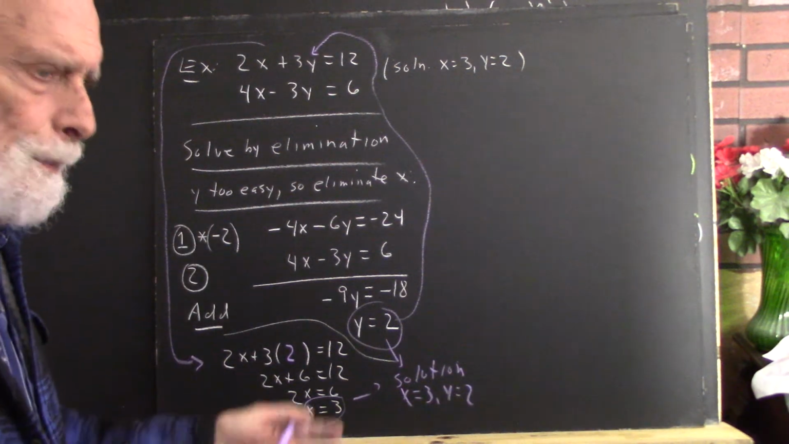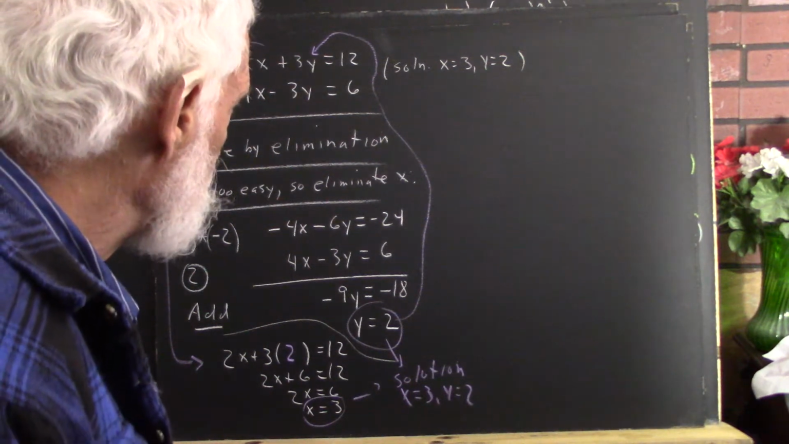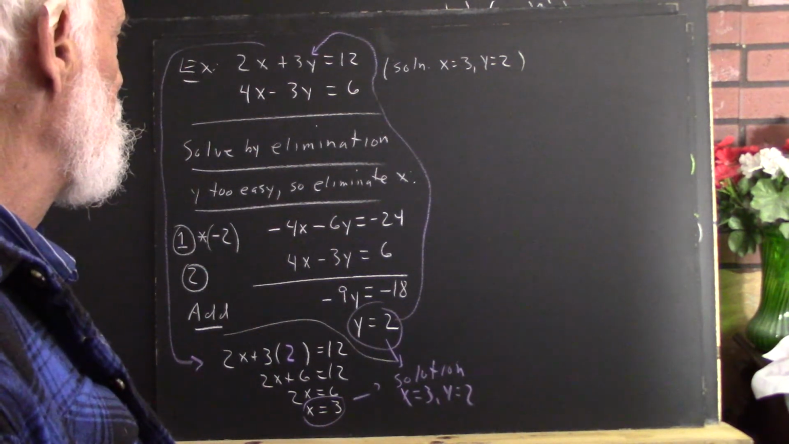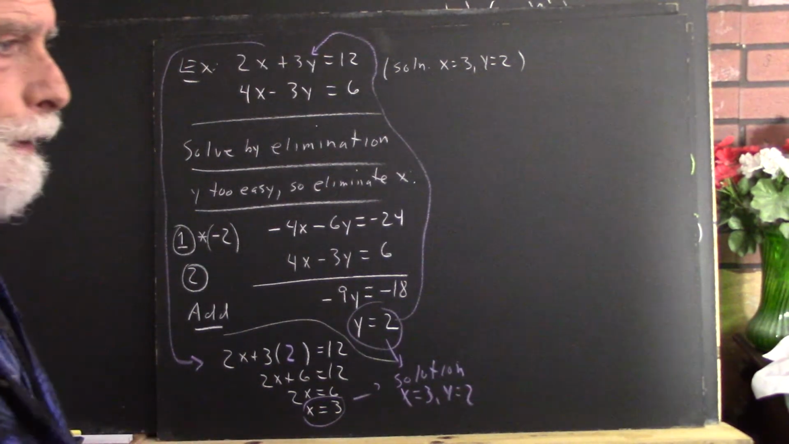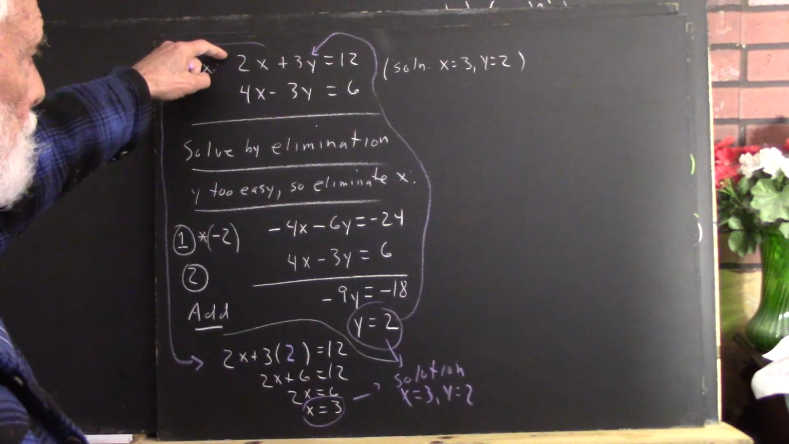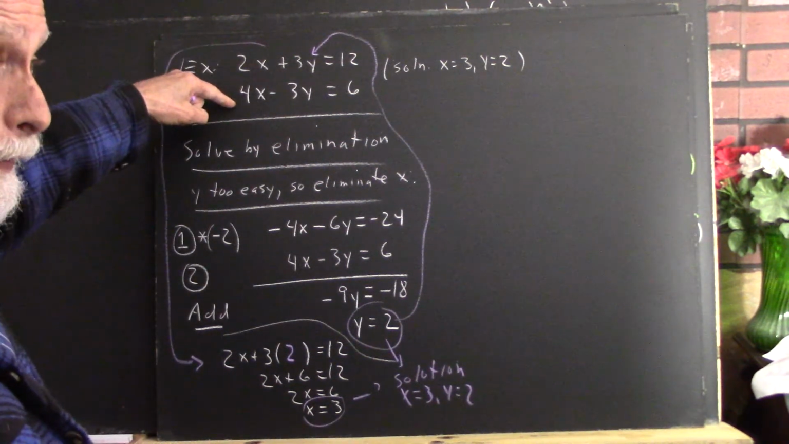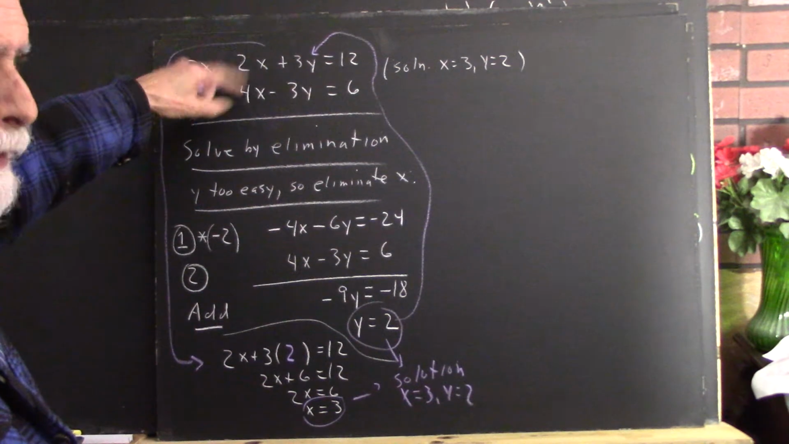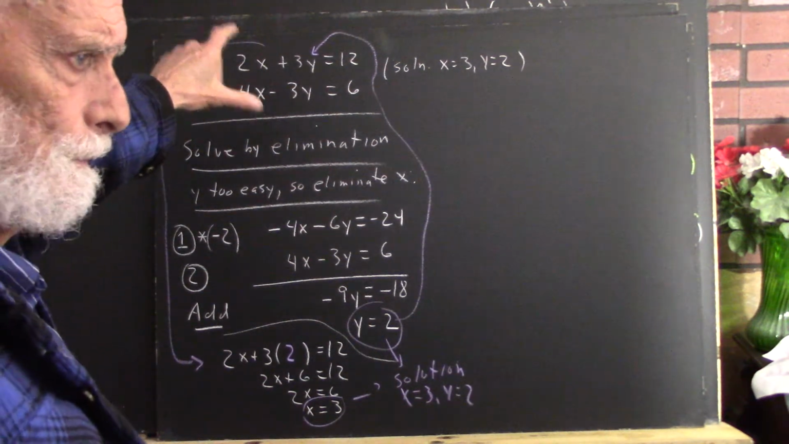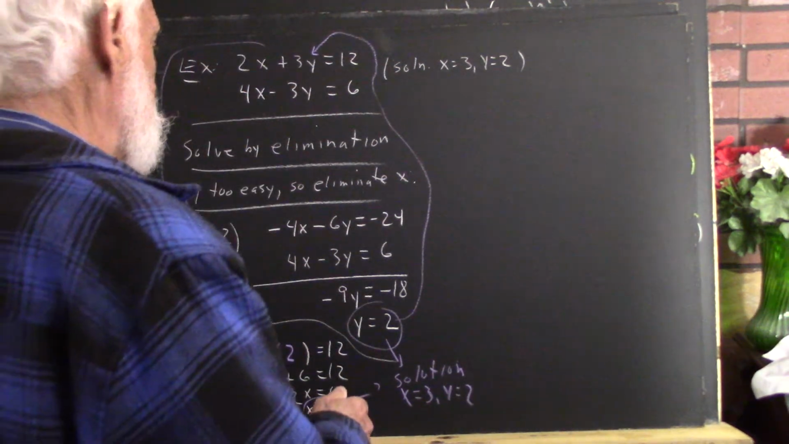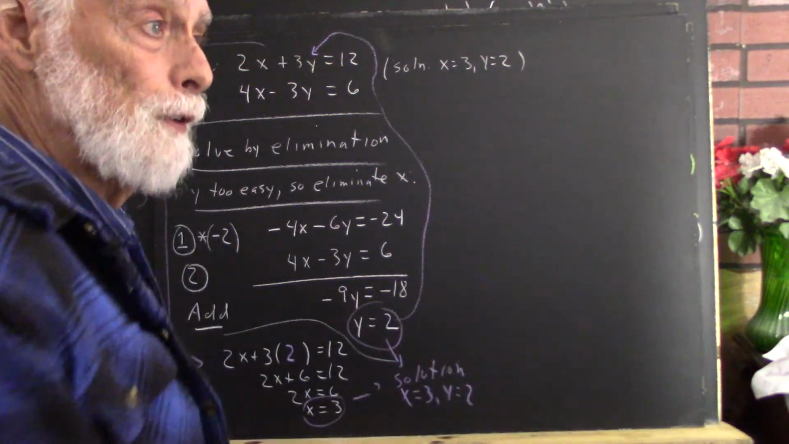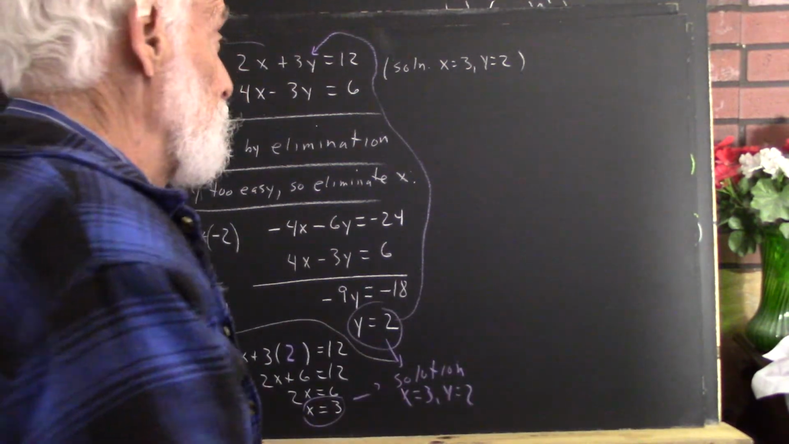Now we're short on time, so I'm not going to... I would ordinarily do another example where you have to multiply this equation by one number and this by another. But you'll see that, and I don't think it's going to give you any trouble at all. Okay, one other means of solution.